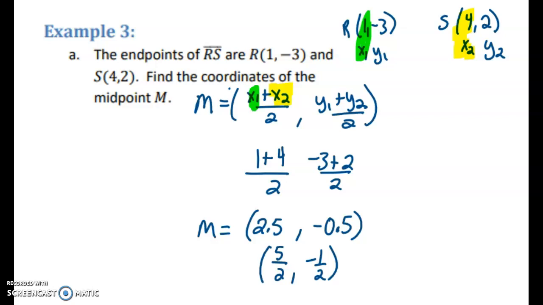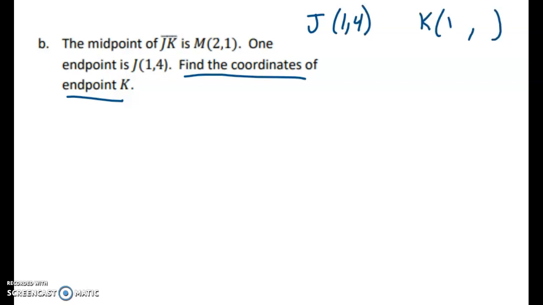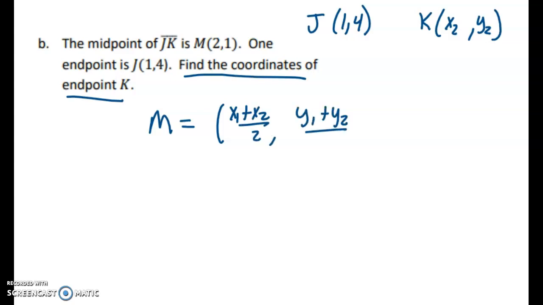All right, so let's look at example 3b. So I want you to answer, are we looking for the midpoint or are we looking for the endpoint? All right, so it says, find the coordinates of the endpoint. So you have J, which is 1, 4, and the other endpoint is K, which we don't know. So let's call it x2, y2, since we don't know K. So in our formula, the midpoint equals x1 plus x2 divided by 2, y1 plus y2 divided by 2. So the midpoint is 2, 1.